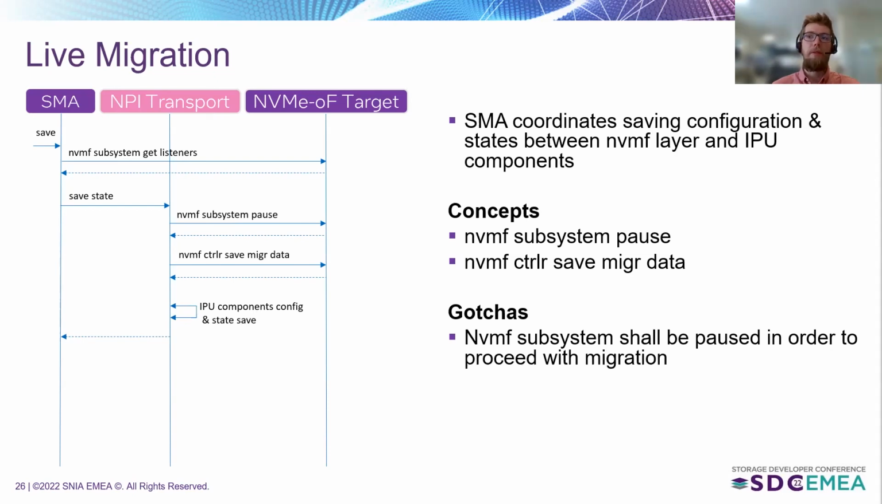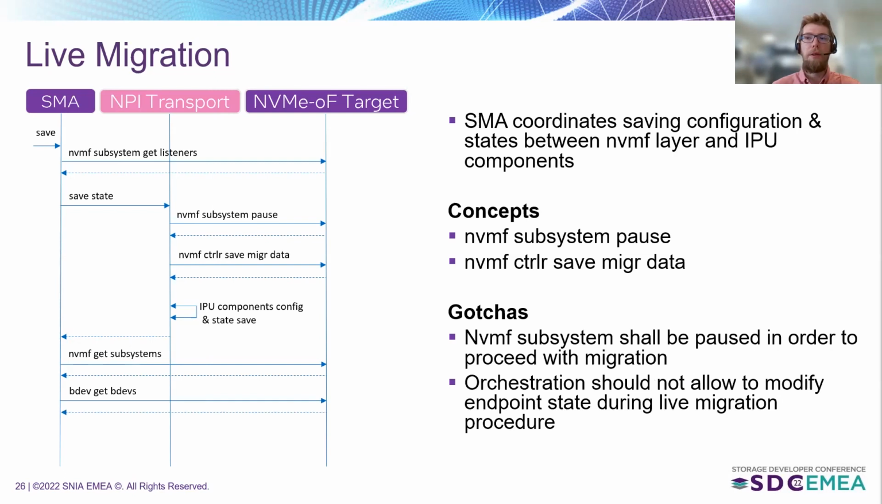Next, some configuration and states like queues, attributes need to be saved, and this is being done as a set of calls to underlying NPI driver used within NPI Transport. With NVMe get subsystems, it can be verified what namespaces are currently attached, and with bdev get bdevs, required attributes, detailed attributes, can be queried.